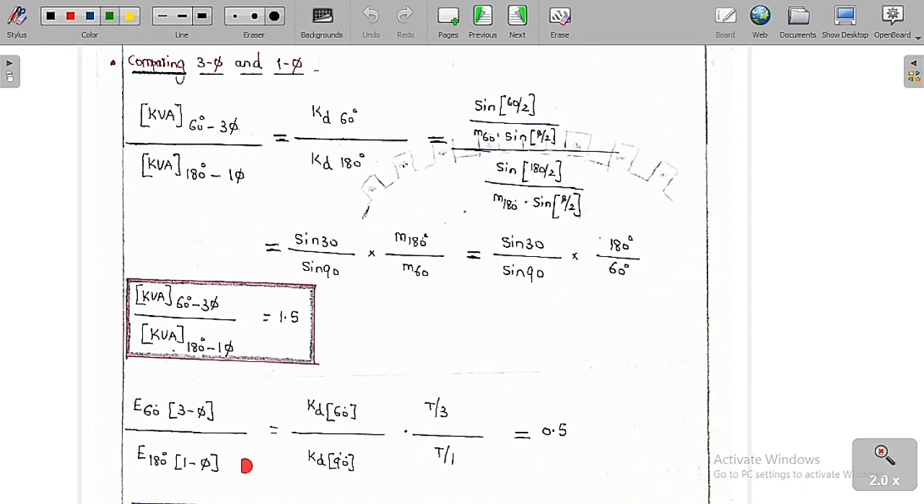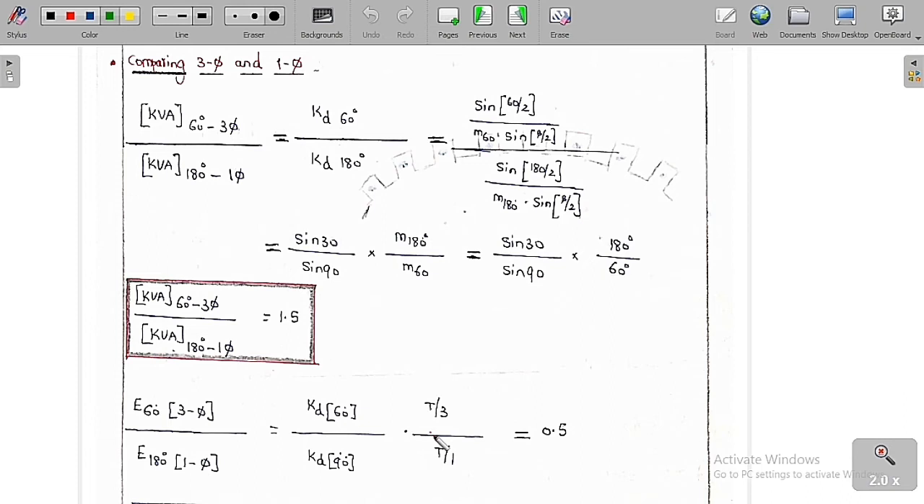So we can say that the EMF induced per phase in a single-phase system is higher when compared to a three-phase system, whereas the kVA rating of a three-phase system is higher than that of a single phase. This is a very important point that you always need to understand. The more the phasing, the higher the kVA rating, but the EMF induced per phase decreases, because the turns per phase get reduced. So the overall voltage induced per phase decreases. This is the conclusion I want to tell you.